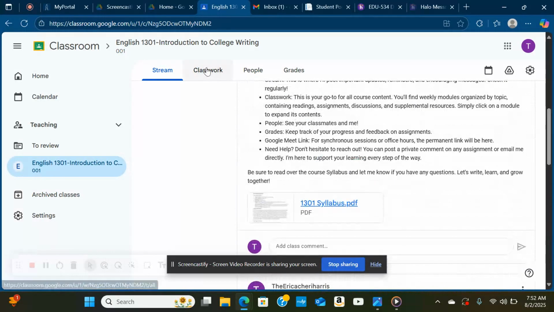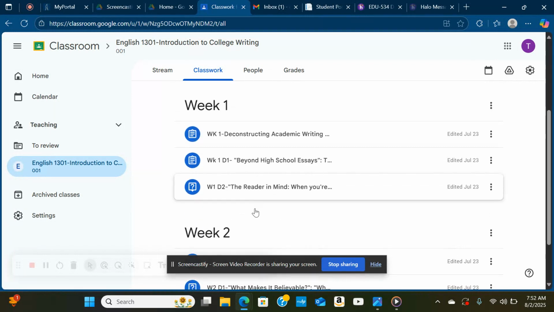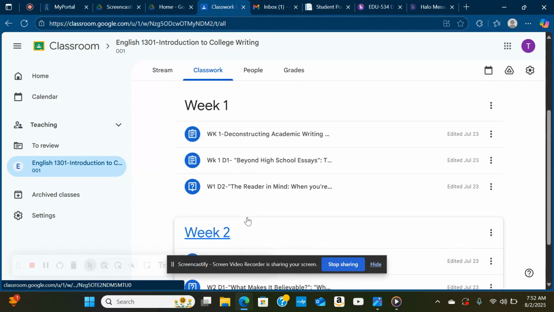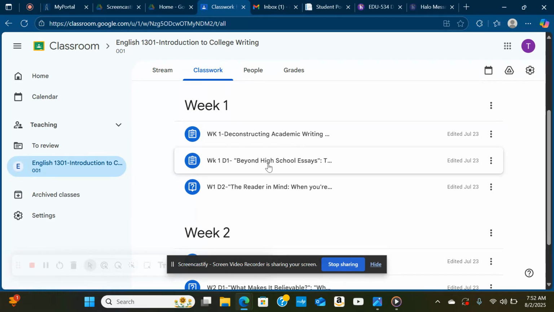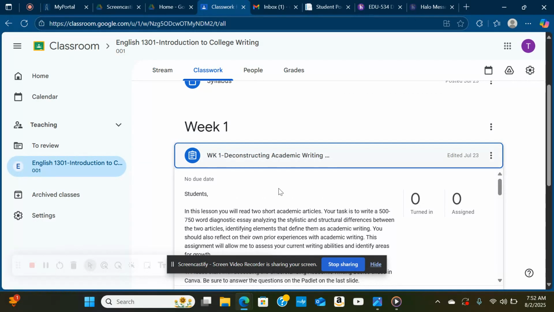Click on classwork. There's a space for general questions that they can ask, and that's also in the welcome, and there's also another link for the syllabus. Week 1 and week 2 both have the assignment, and then they also have the 2 discussion questions for the week, so I'll go through both of those. The first assignment is deconstructing academic writing.